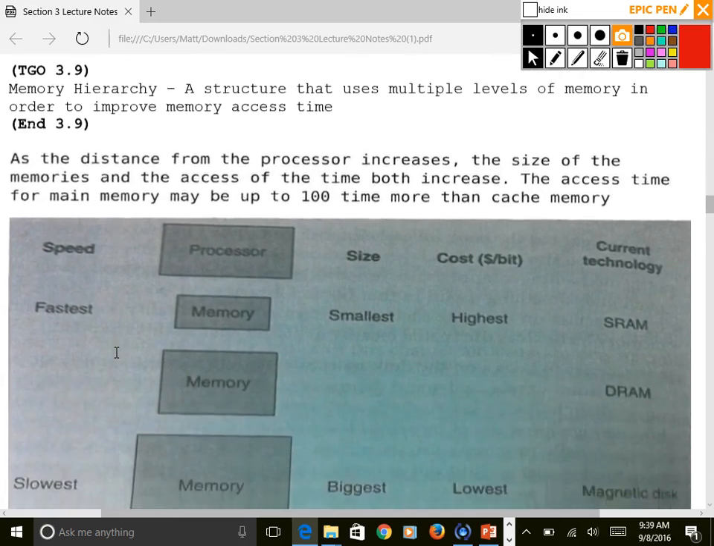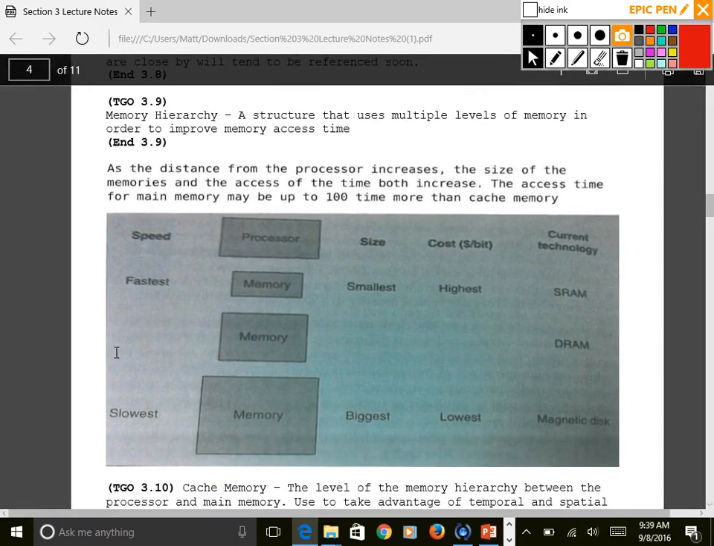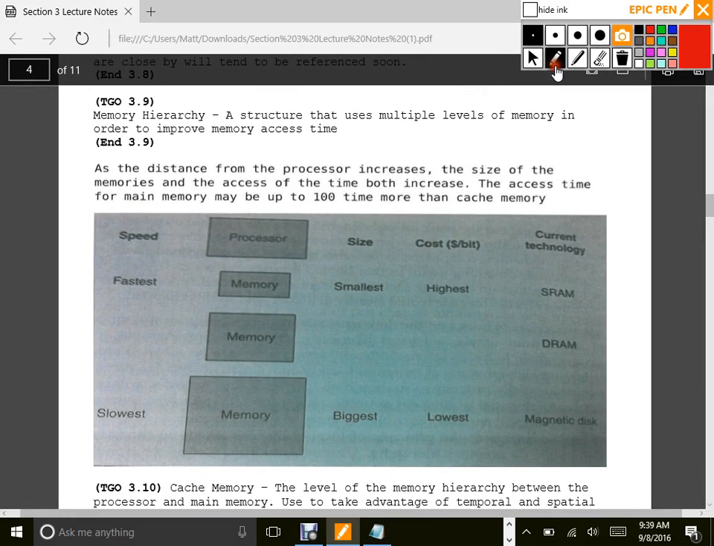So here, I'll zoom out. Here we have the processor and the same thing. Size, smallest to biggest. The registers in the processor are going to be the smallest size. We have 32 registers in MIPS, right? So cost is highest, so the cost goes in the opposite direction.